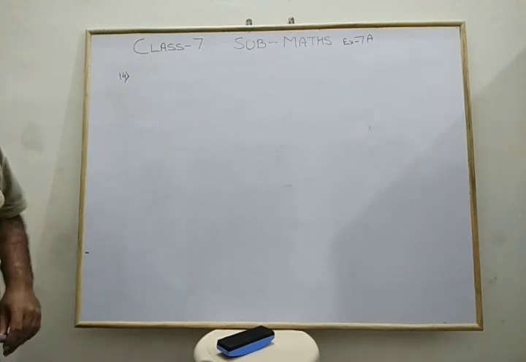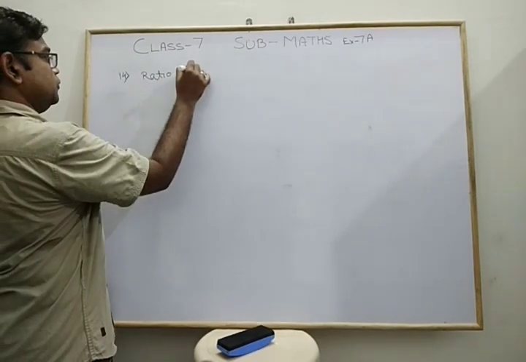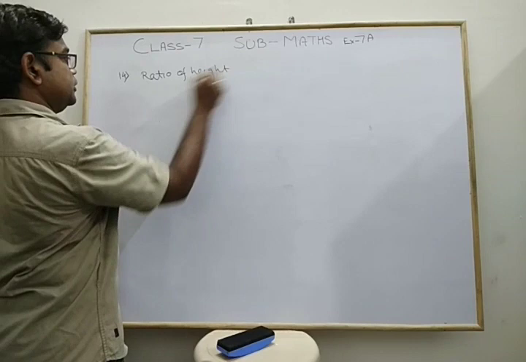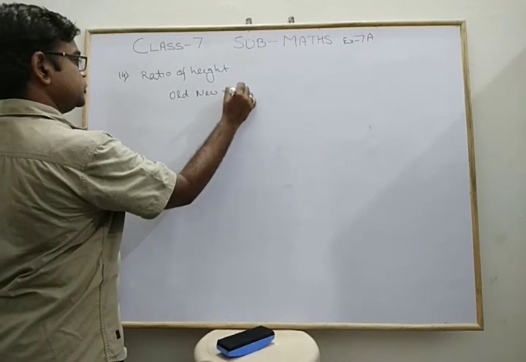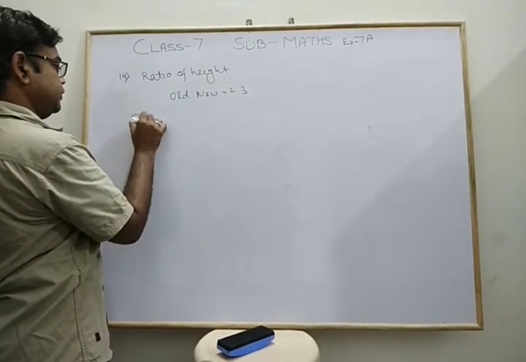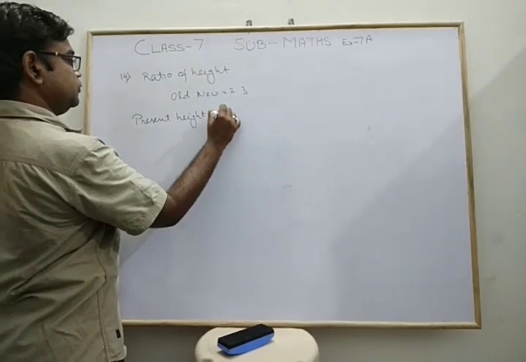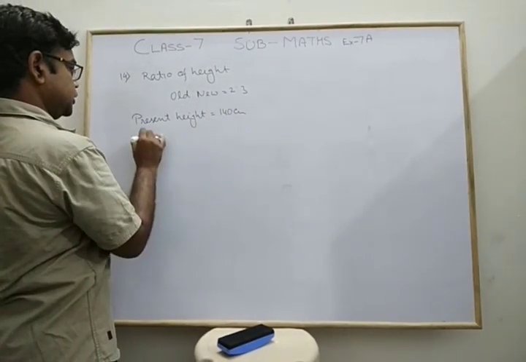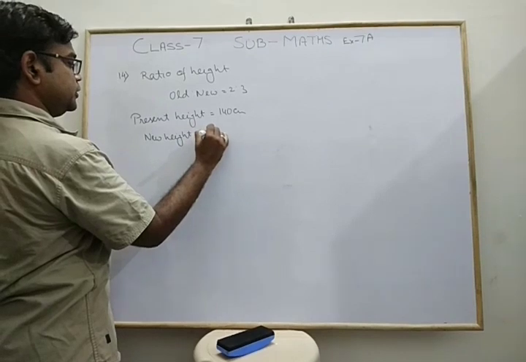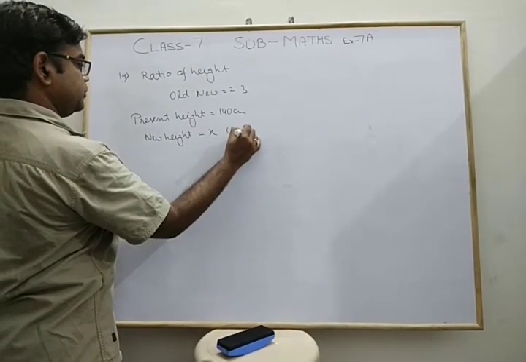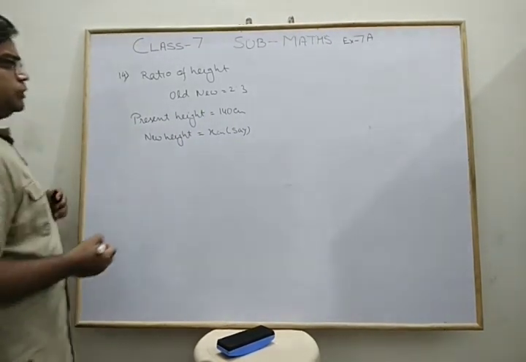First, it is given that the ratio of height, old to new, is 2:3. Present height is given, present height equals 140 centimeters. The question asks you the new height, that is the increased height. Let it be x centimeters, you can say, because you will not describe it.